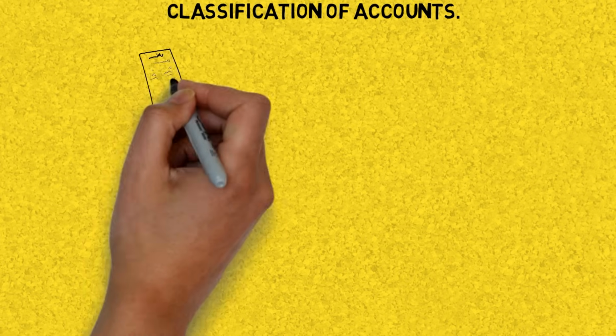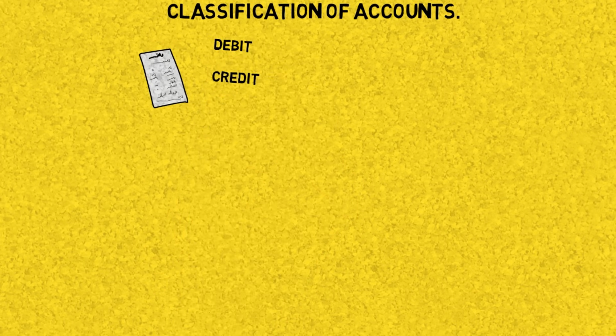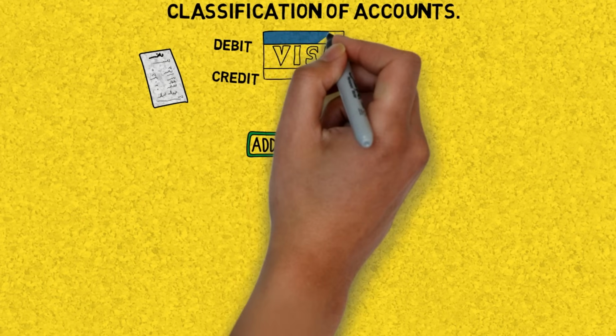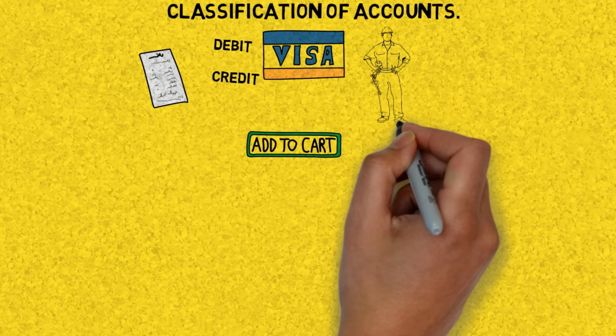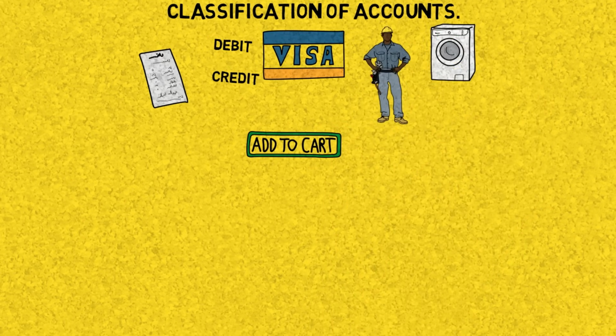Before we move to the classification of accounts, let's understand why we need to classify the accounts. All the transactions which happen in a business have a dual effect of debit and credit. When we do a transaction, it can be in the nature of sales, purchase, payment of salary or purchase of any fixed assets. To understand it more clearly, let's take an example.